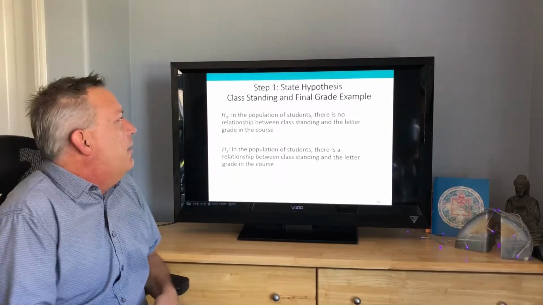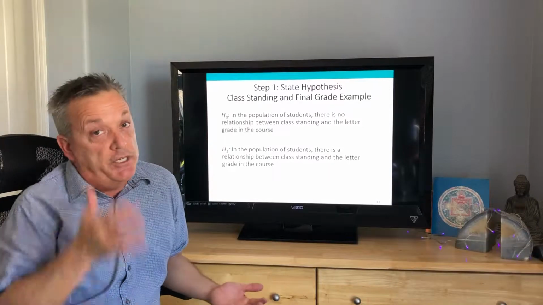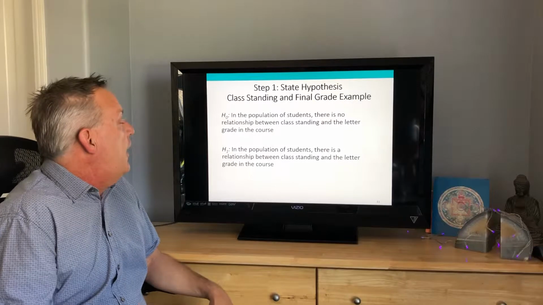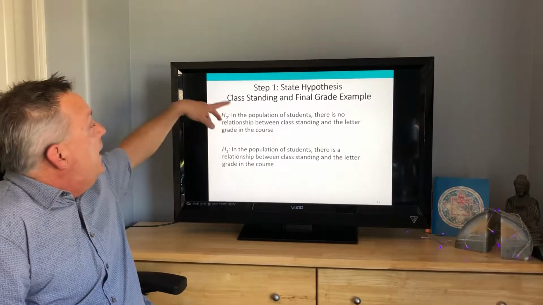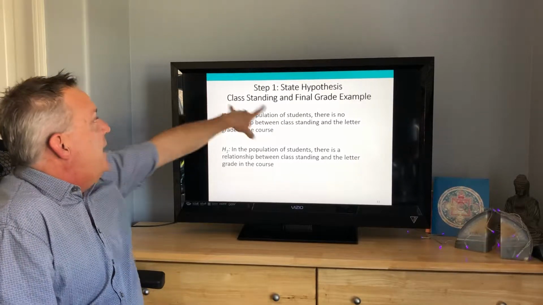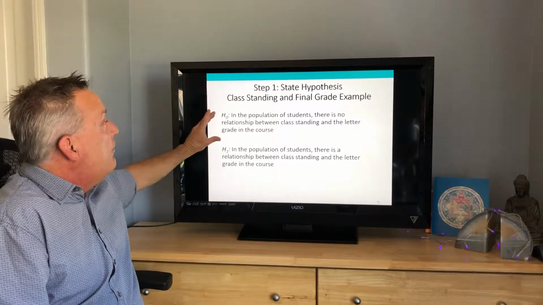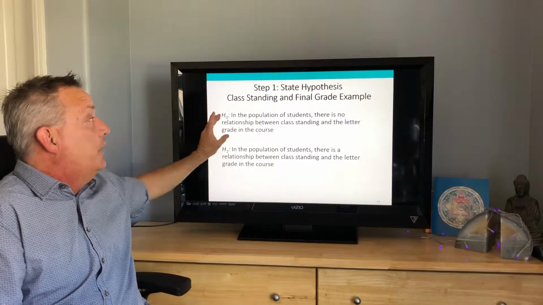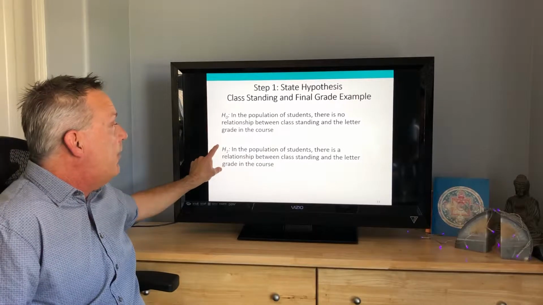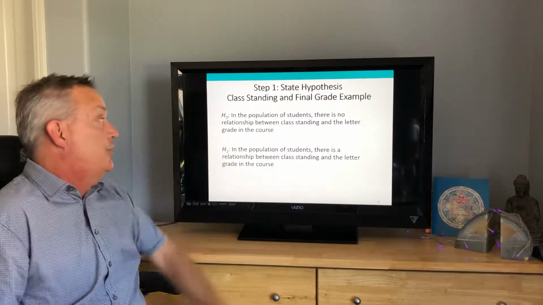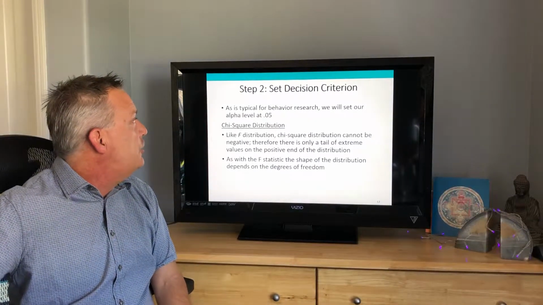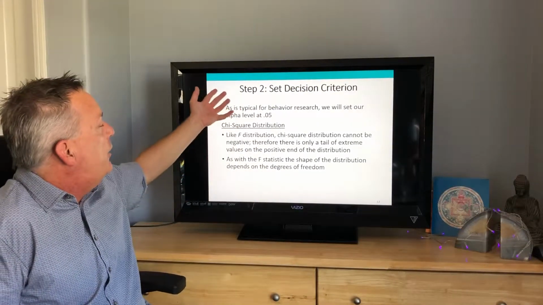Step one, remember the hypothesis testing procedure is the same. You're just using a different statistic, different appendix, to look up your alpha value and your critical value. Class standing and final grade example. The null hypothesis: in the population of students, there is no relationship between class standing and the letter grade in the course. And the alternative hypothesis: in the population of students, there is a relationship between class standing and their letter grade in the course. Step 2 is to set decision criteria, 0.05.